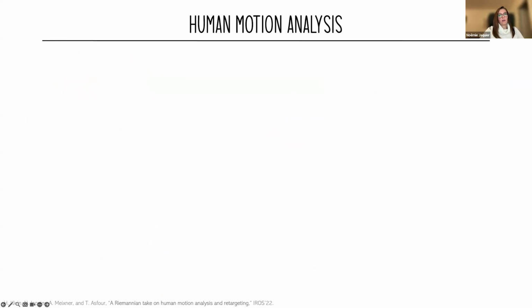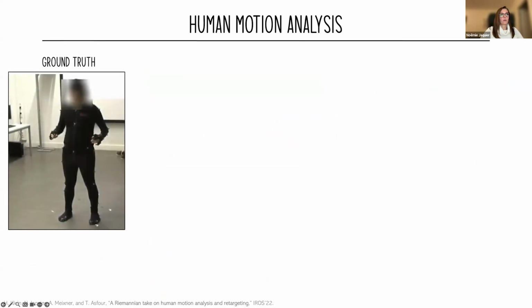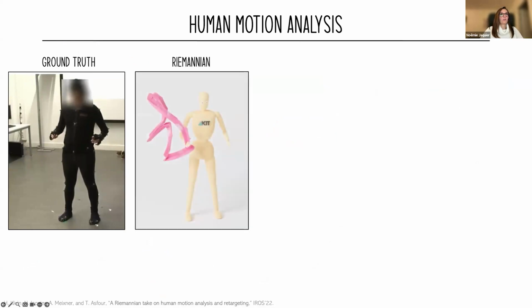So we analyzed several complex human motions using this segmentation and reconstruction algorithm. Here I will show you an example. We have here this ground truth motion. It's a pointing motion at 3 different heights. And I will show you the reconstruction that we obtain using this Riemannian segmentation and reconstruction approach.